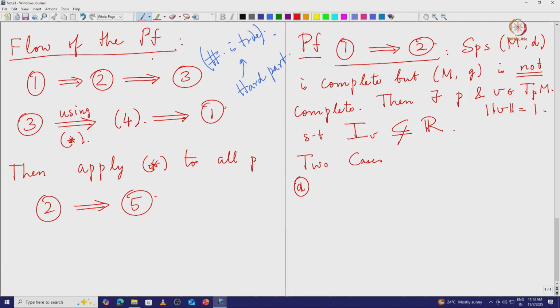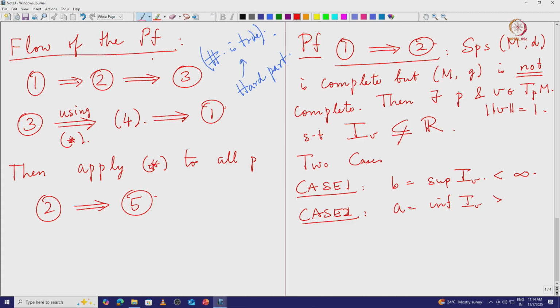So case 1 is that if you take the supremum of this set IV, then that is less than infinity, right. Or the second case, that the infimum is not minus infinity, right, or of course both can happen. So let us first analyze case 1, the second case is similar.